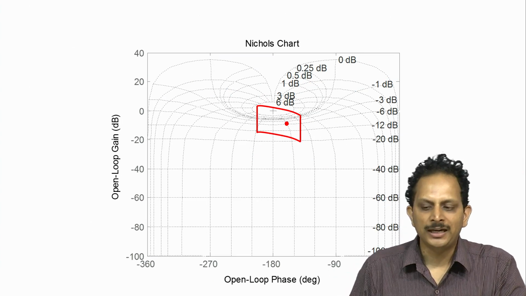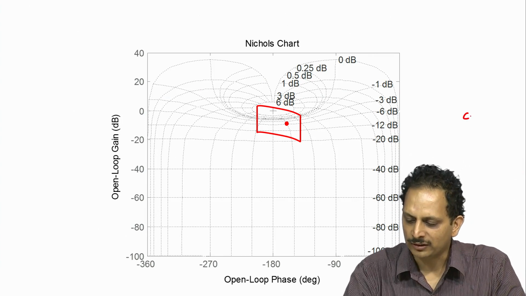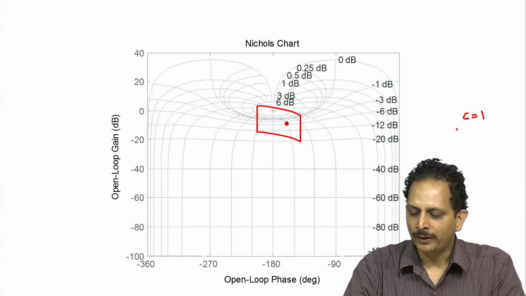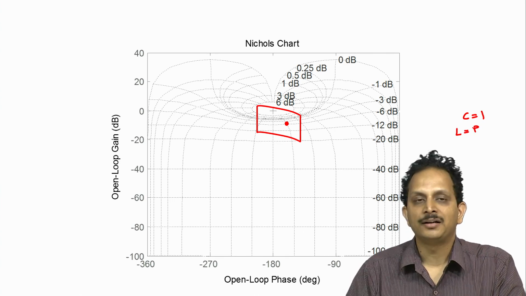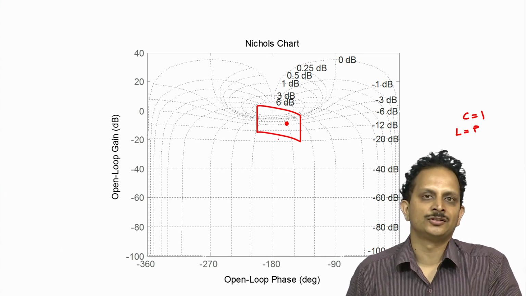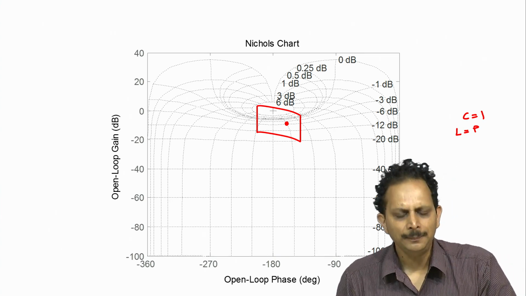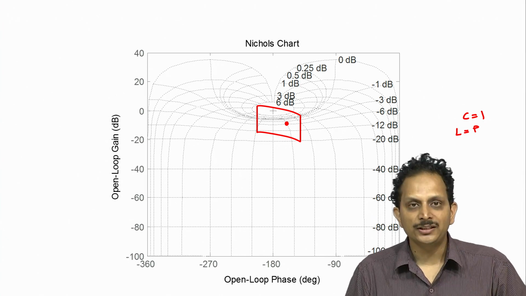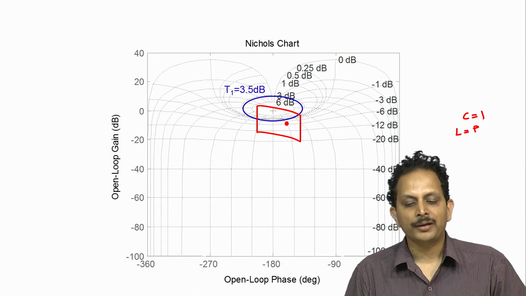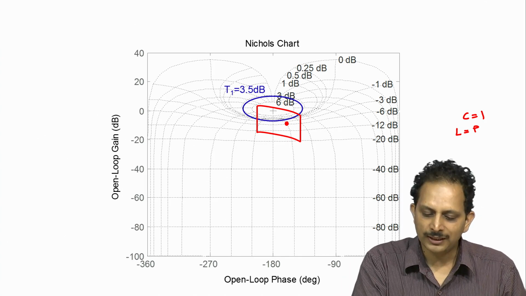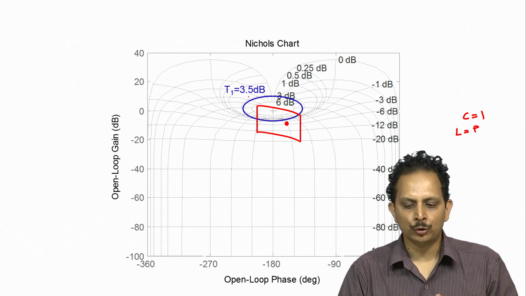So this was where the plant template was located for the controller C is equal to 1. So in other words, when the loop gain L was simply equal to the plant transfer function, and the plant transfer function assumed values within this curvilinear rectangle. So we note that this rectangle is partially inside the contour magnitude of T1 is equal to 3.5 dB. So this contour divides the complex plane into two parts.